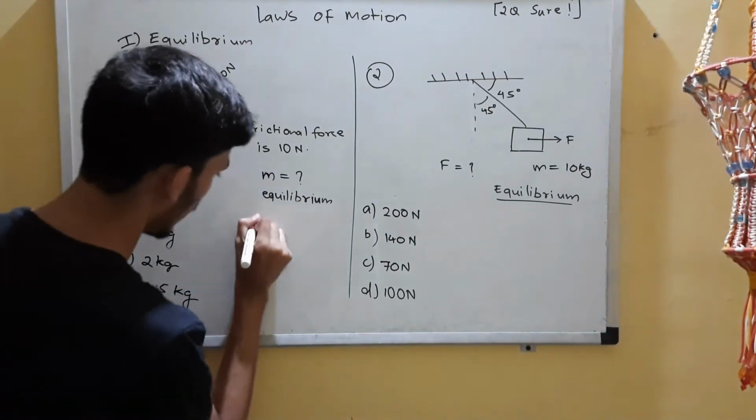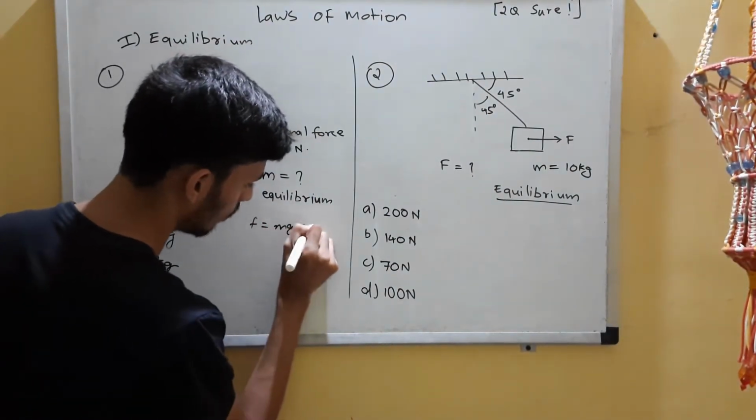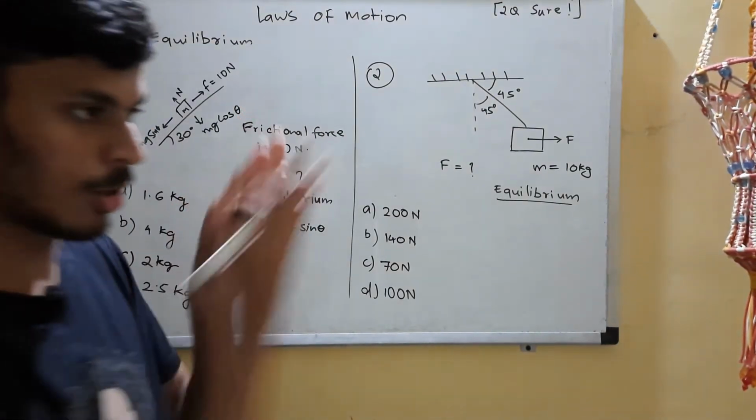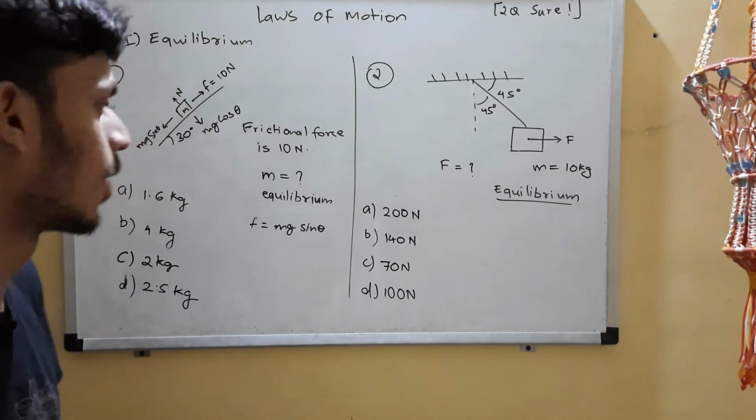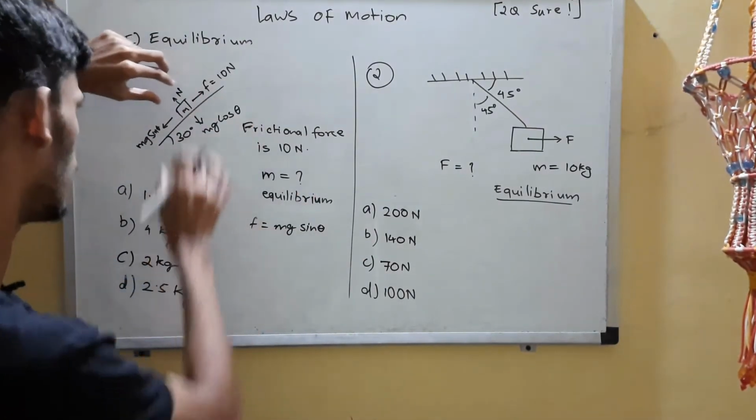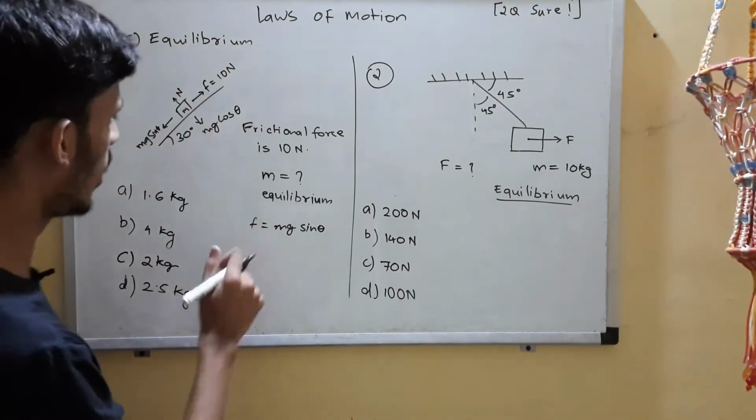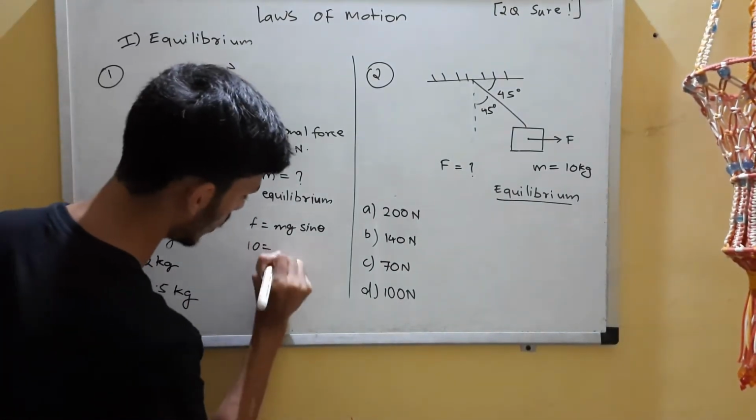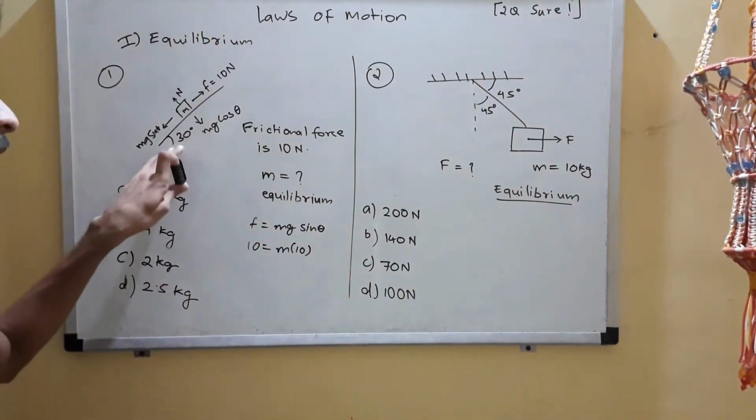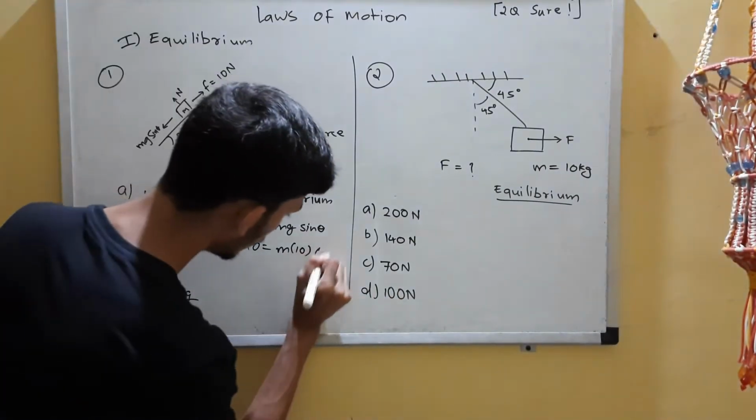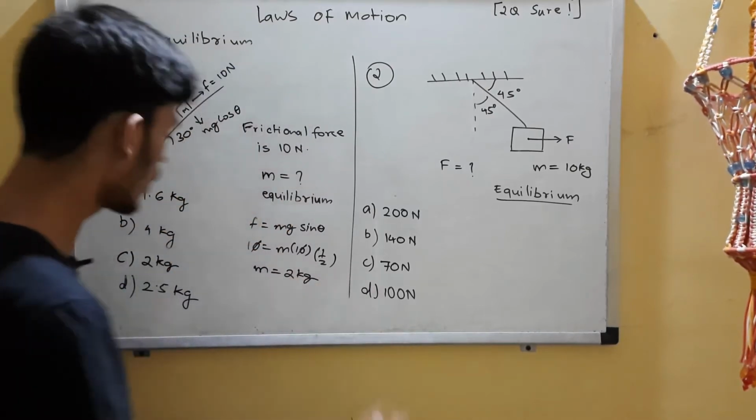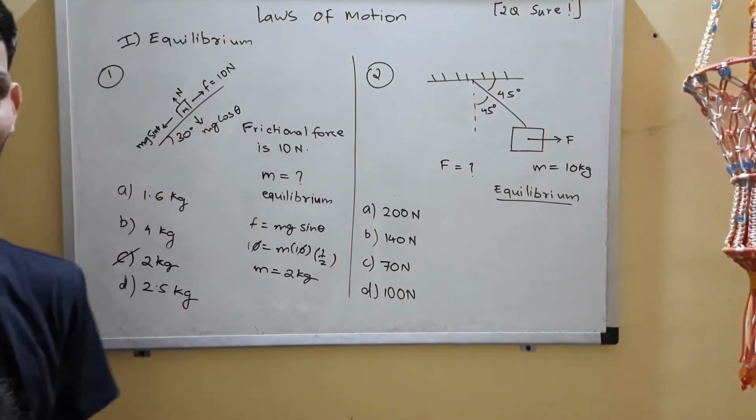From this we can find the value of m. So f equals mg sine theta, because it is in equilibrium, that's why I am equating the forces along the incline and perpendicular to the incline. Because it is in equilibrium, it is not moving. So this force equals this force. Here f is 10, m we are supposed to find, g is 10, and theta is the angle of inclination, sine 30 is half. So you can see 10 cancels, and m equals 2 kgs. So option C, 2 kgs, is the correct choice here.